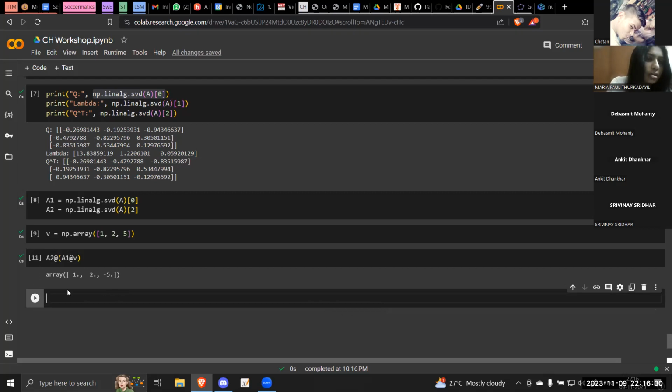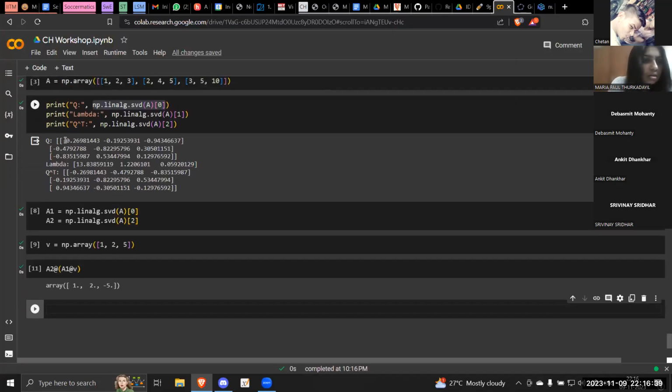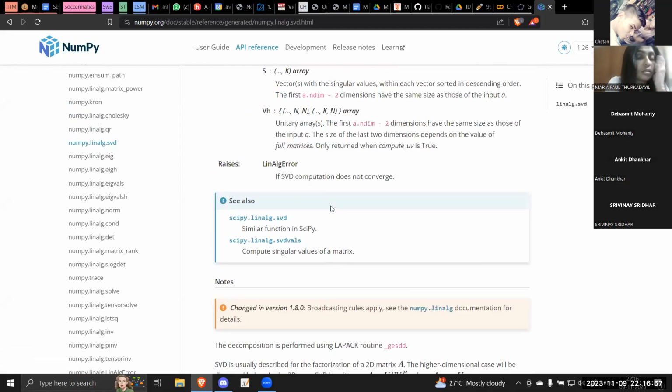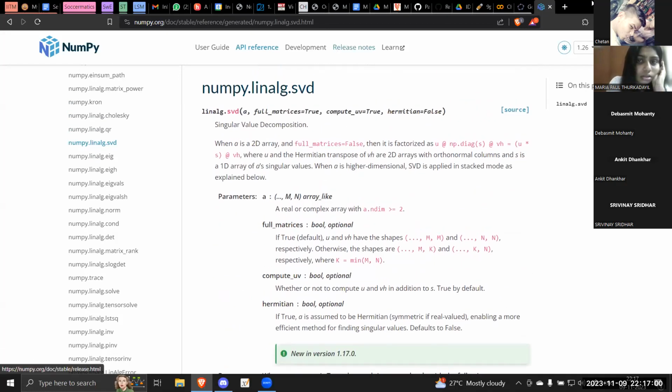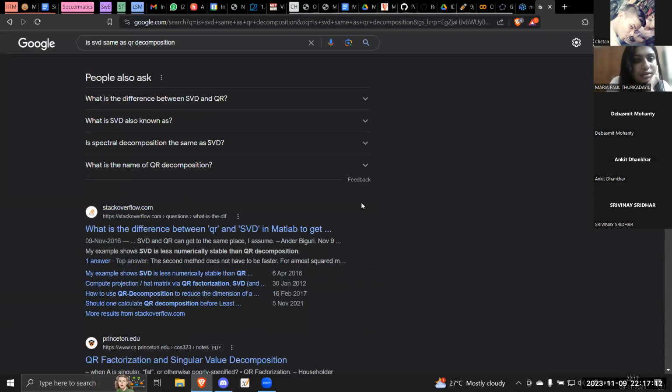Can we actually check if the matrices are symmetric? It should be, right? I can check it. The diagonal entries are the same, minus this, and 0.129. Oh, this is minus. Why? Is SVD not the same as QR decomposition? I don't know what Q are. Oh, it's different.